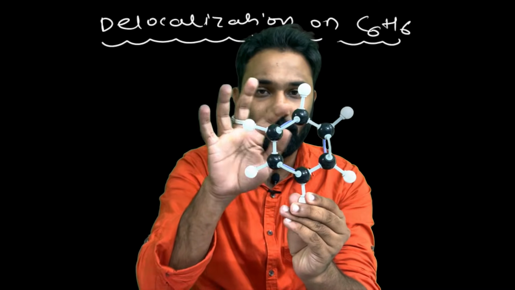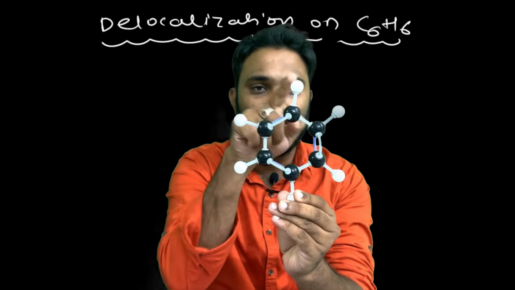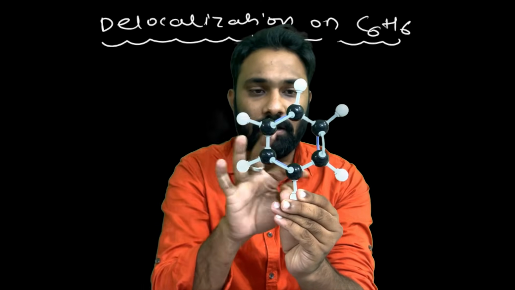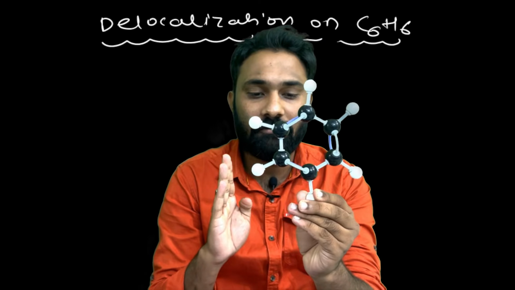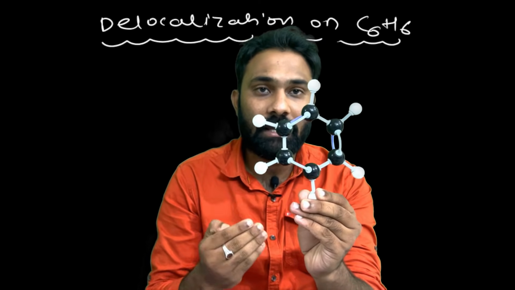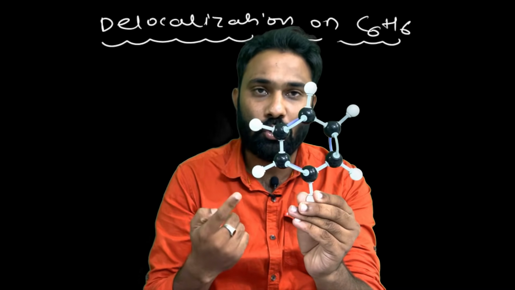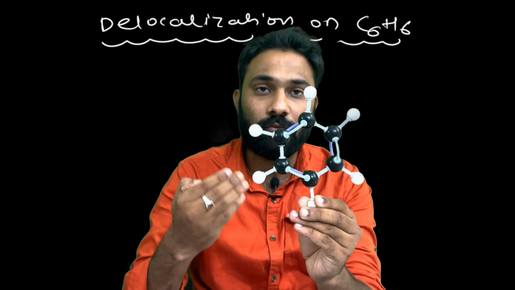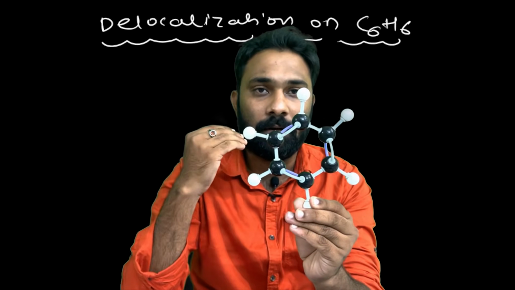Now see, this is a benzene, right? In the benzene we have 6 carbons and how many hydrogens? 6 hydrogens. All are sp2 hybridized. And the very important key point for hybridization, mesomeric effect or delocalization to happen is: what is the main key point? All the atoms should be in the plane.